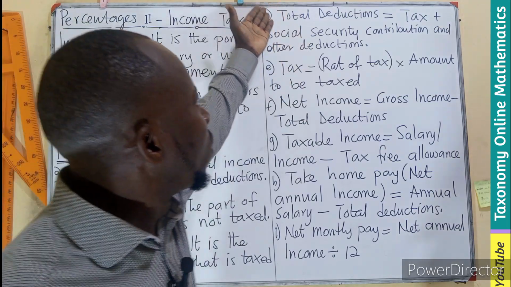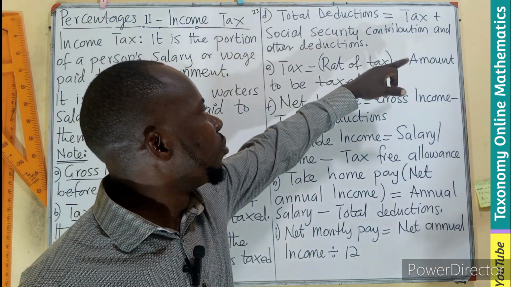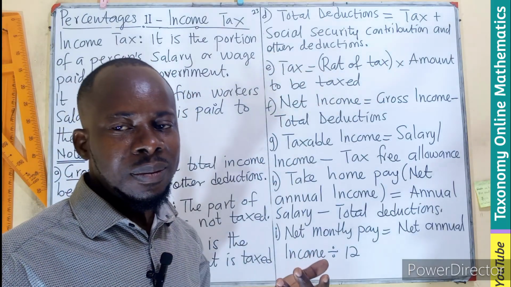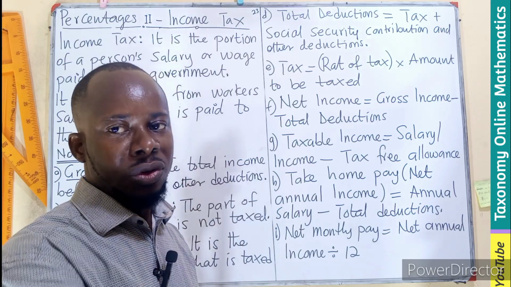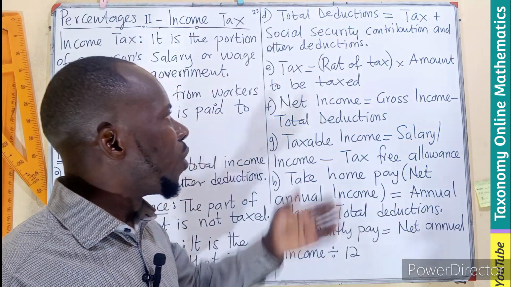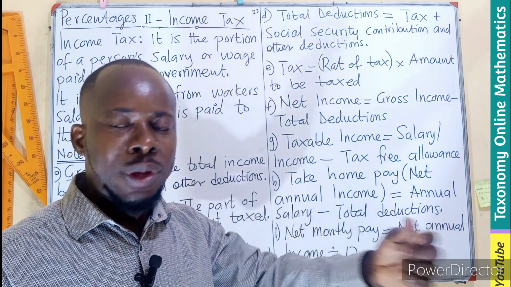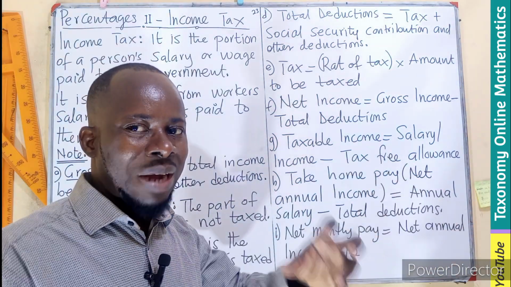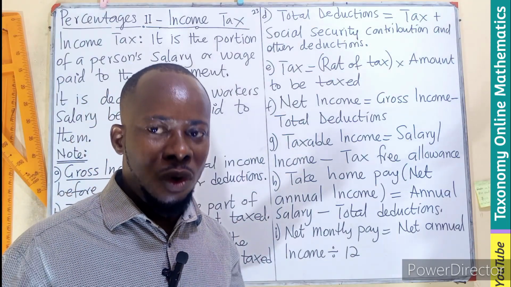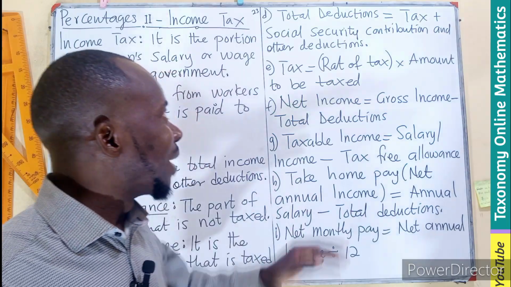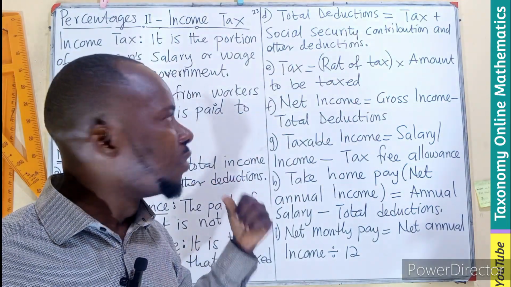Your total deductions is the tax plus social security contributions and other deductions. Your social security, which you are going to contribute, will be deducted. There will be other deductions, as in your union. You might belong to some union to which you'll be paying dues. Those are also part of the deductions. And people might also go for a loan. That loan deduction will also be part of these total deductions before your salary is given to you.